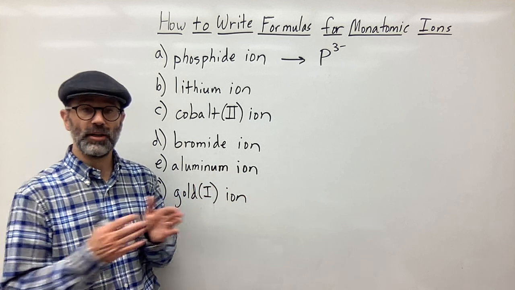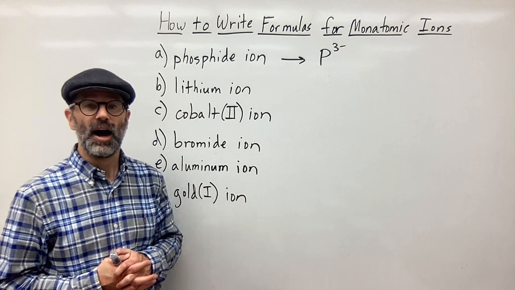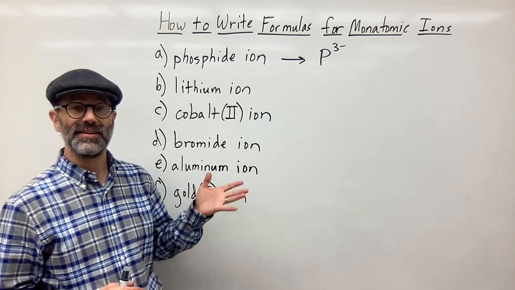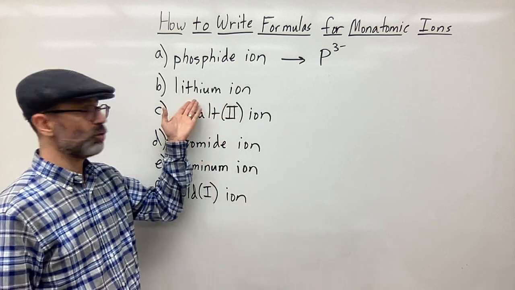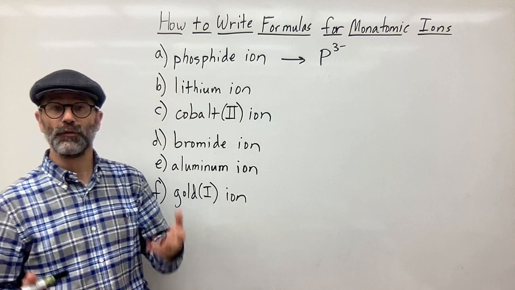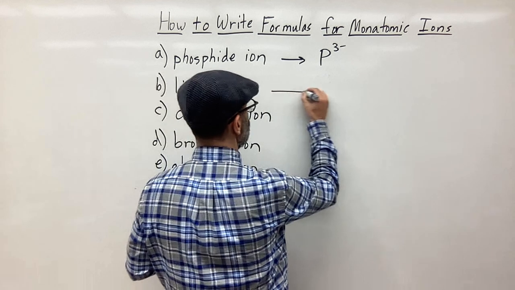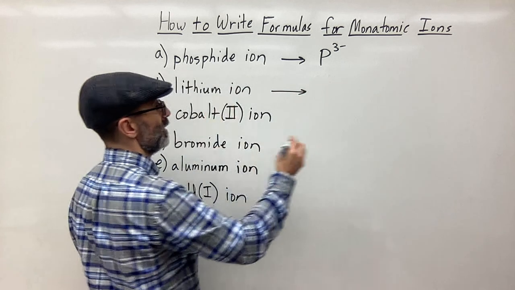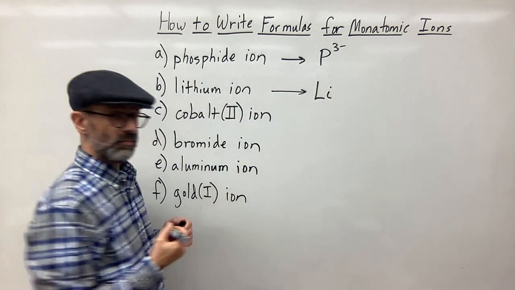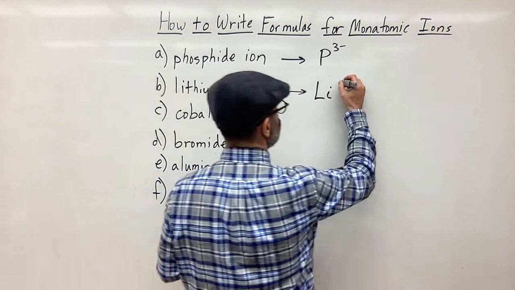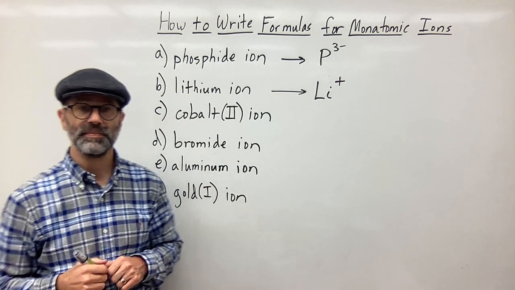Another possibility, it could gain 7 more electrons, but that's highly unlikely and harder to do. So lithium is going to be more like its closest noble gas. So lithium would lose 1 electron, and therefore it has a +1 charge. So the formula would be the lithium symbol with a plus charge on it. So that would be the formula for the lithium ion.